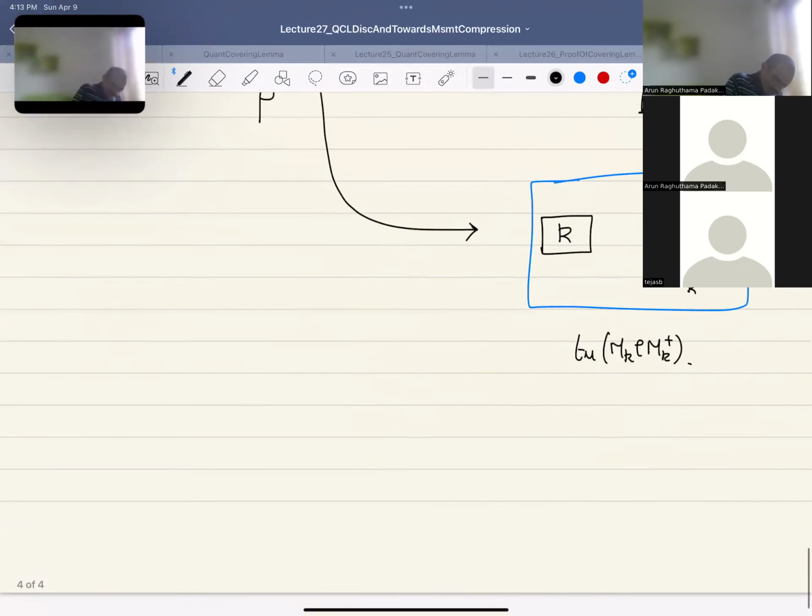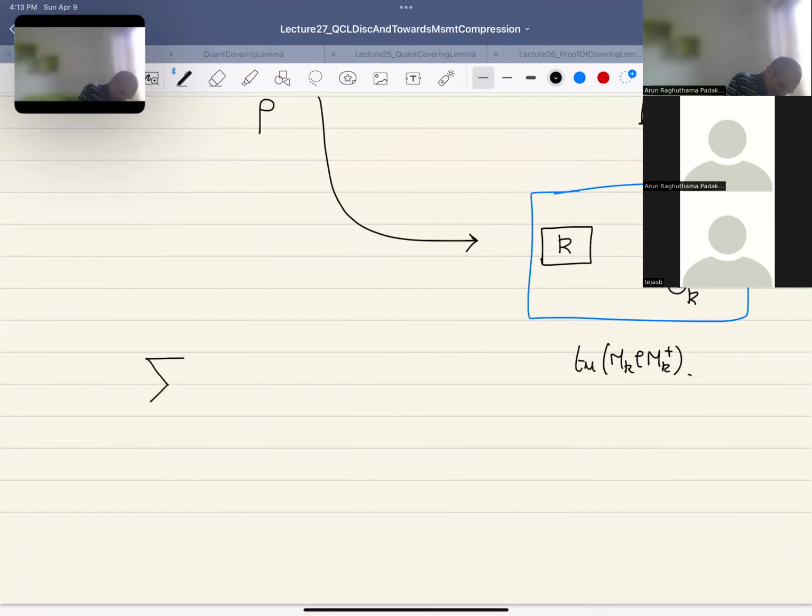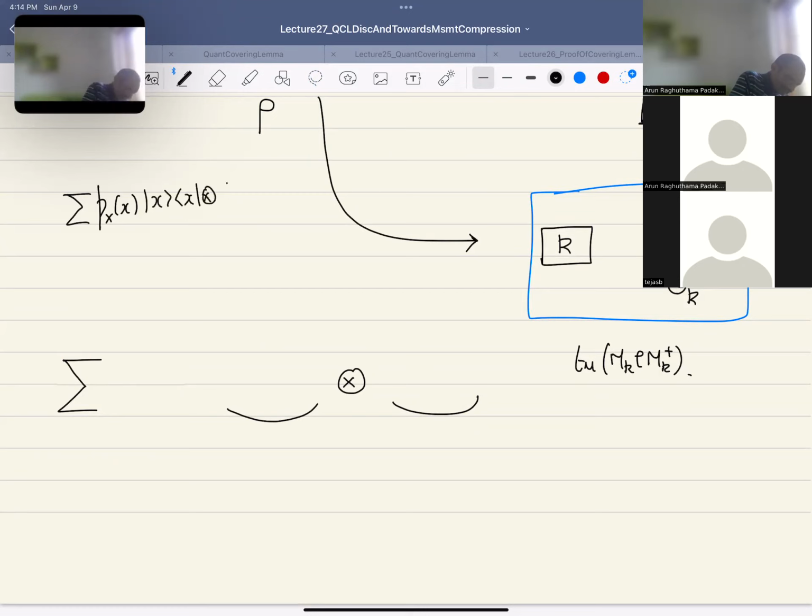So what is my post-measurement state? I have a classical part and a quantum part, and then there is a probability associated with this. Remember, this is very similar to the classical-quantum state that I talked about: p(x), classical register in state x, and quantum state in register rho_x. That's exactly what I'll get here. I'm going to get trace of M_k rho M_k dagger, |k><k| is the classical part, and this is the quantum part.